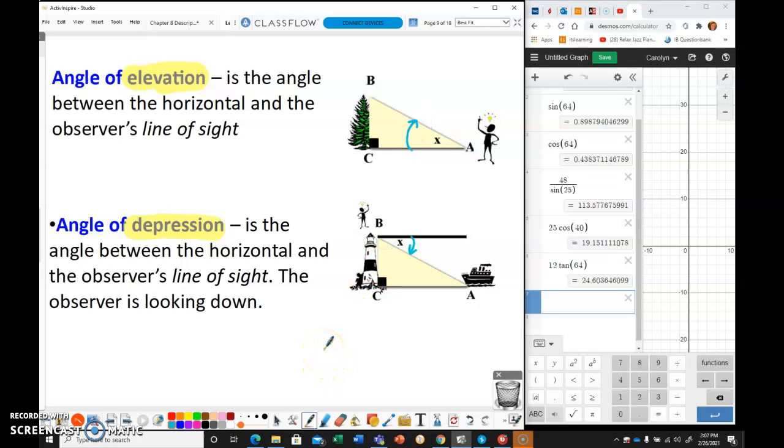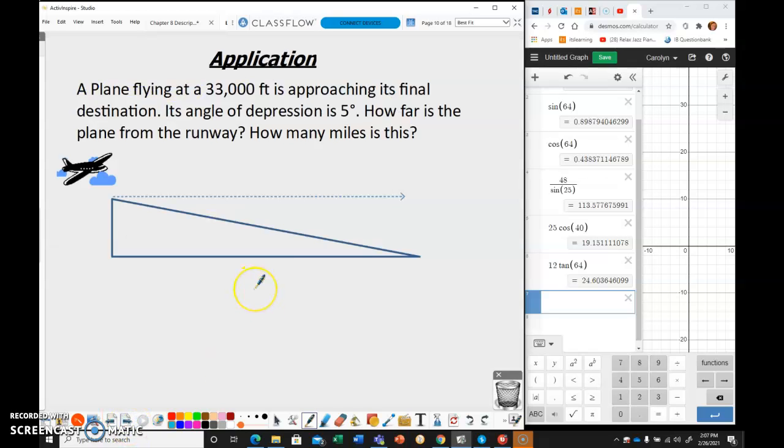So you have to know what those two things mean so that when you're faced with a word problem that uses them, you're labeling your diagram correctly. All right, so if you need to copy that down, you can pause here, but I'm going to keep going. So here is our problem that uses that information.